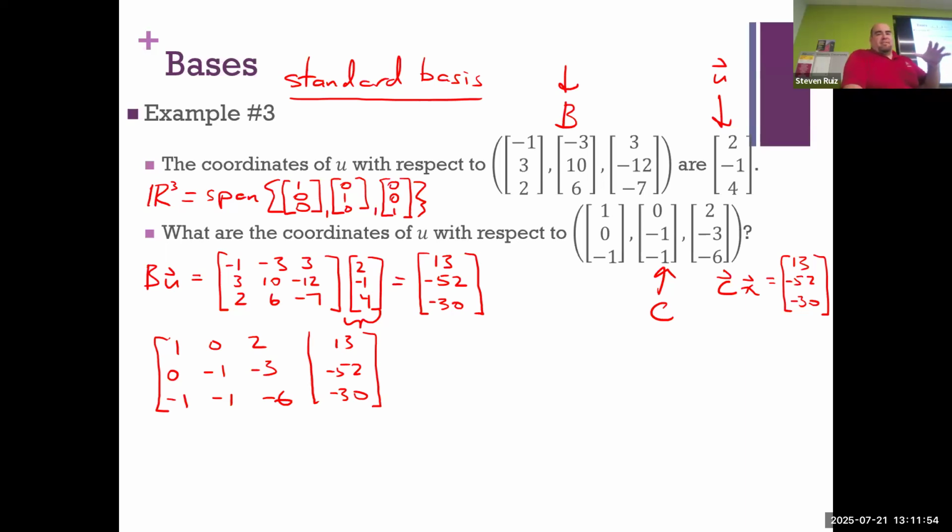So I started with some coordinates with respect to basis B. Then we translated that to the standard coordinates. Now we want to know, with this new basis C, what are the coordinates with respect to this basis of 13, -52, -30? Is this the thing we've done before? Basically, I think every other example we've done in this section has been of this form. So where do we go from here?